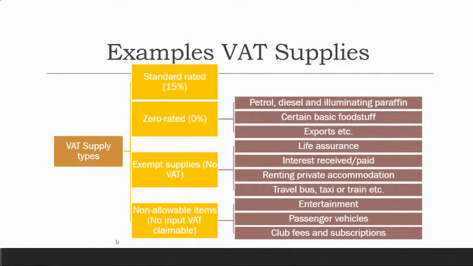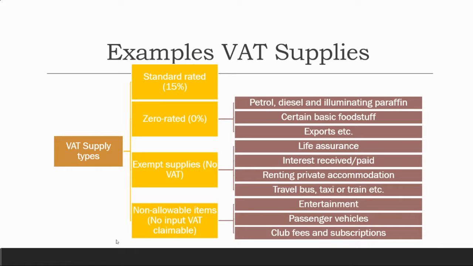Okay, so let's look at a few examples for your VAT supplies. So your standard rated ones, whatever does not fall in your zero rated, exempt, or non-allowable items will all be standard rated. Okay, so let's quickly look at a few examples for your zero rated supplies. Zero rated is, for example, your petrol, your diesel, your illuminating paraffin, certain basic food stuff, for example, brown bread, white bread flour, it would be sardines, would be included there, fresh fruit and veg. And then there's more examples.